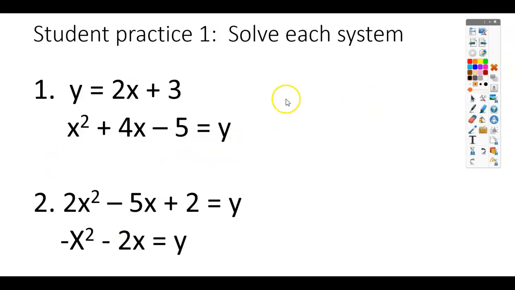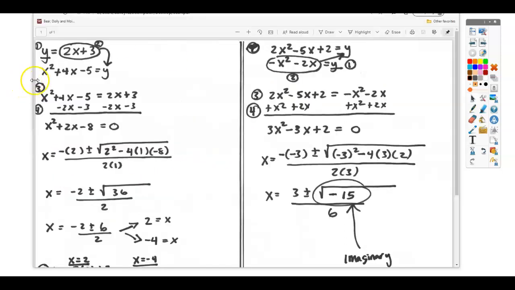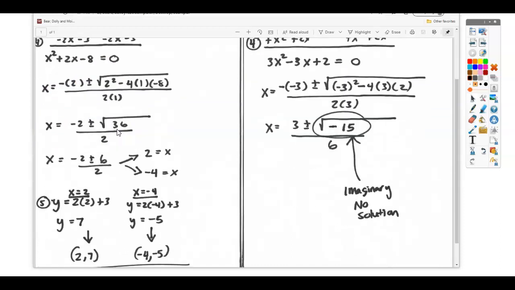When you unpause it, you'll see this. All right, so here are our problems. So here's number one on the left side. I underlined this y. Here's what it equals, and I plugged it in here to give me x squared plus 4x minus 5 equals that. And then I subtracted the 2x and 3 on both sides, and it gave me this standard form quadratic equal to 0. So now I can do the quadratic formula.